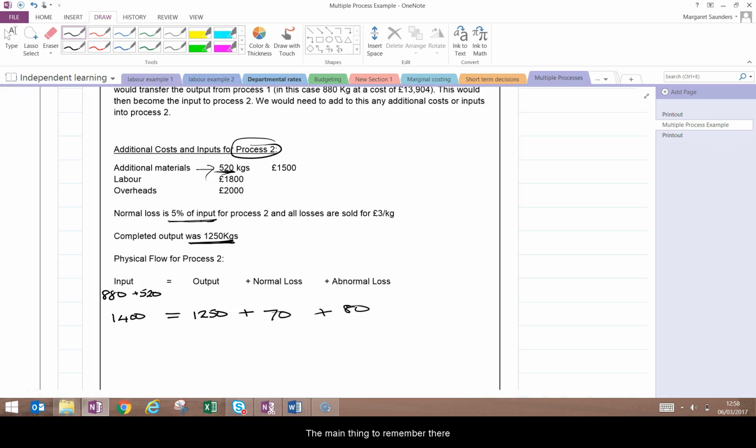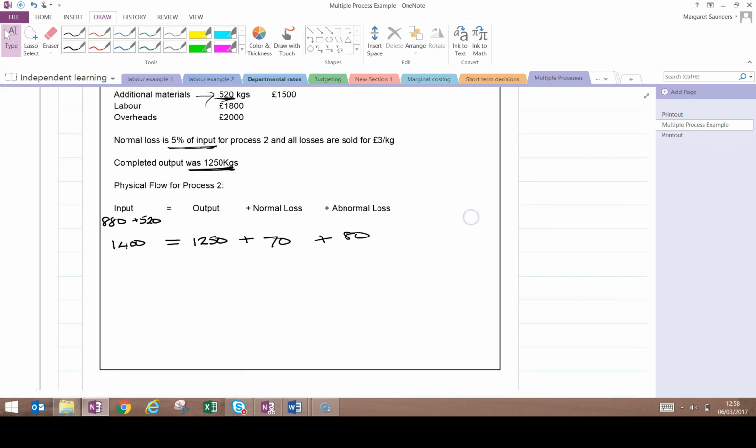So the main thing to remember there is that we must pick up the output from process 1 and then add to that any additional materials. So that's step 1. We then need to work out the cost per unit.